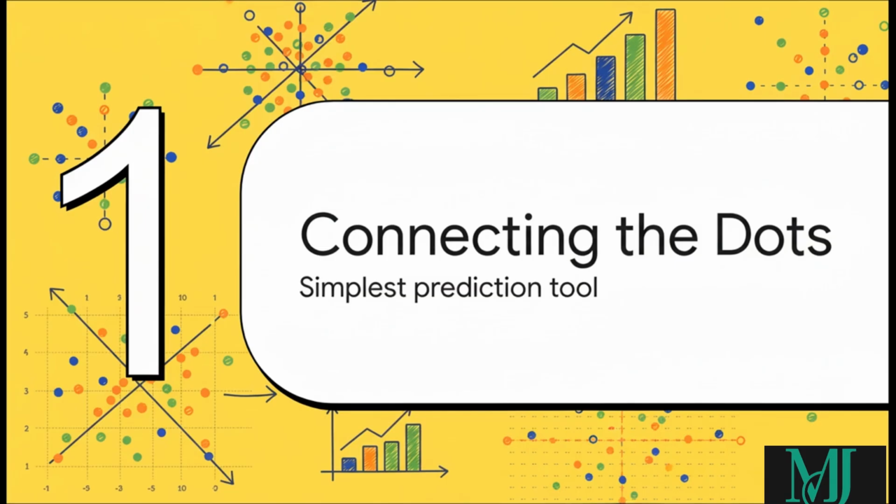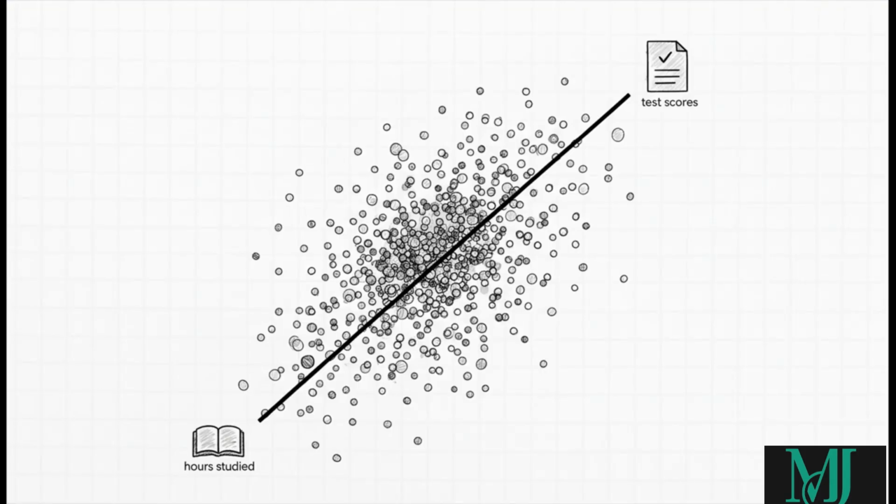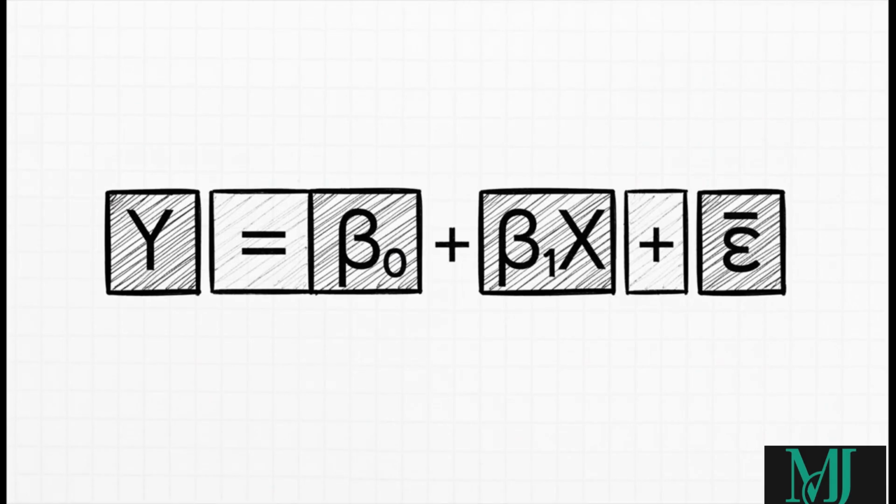Okay, so how does this thing actually work under the hood? We're going to start with the simplest version, the absolute building block. You can really just think of it as connecting the dots. Just picture this. You've got a bunch of dots scattered on a graph. Let's say on one side you have hours studied and on the other you have test scores. The big idea here, the absolute core of simple regression, is just to draw one single straight line that best slices through that cloud of points. It's all about capturing the general trend.